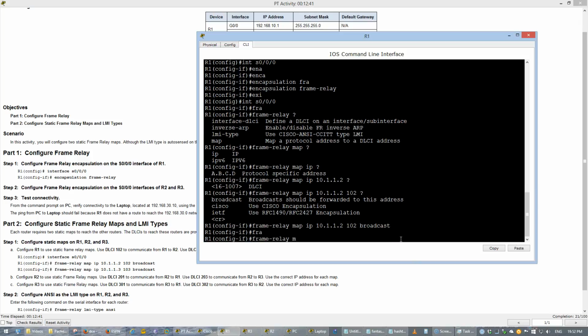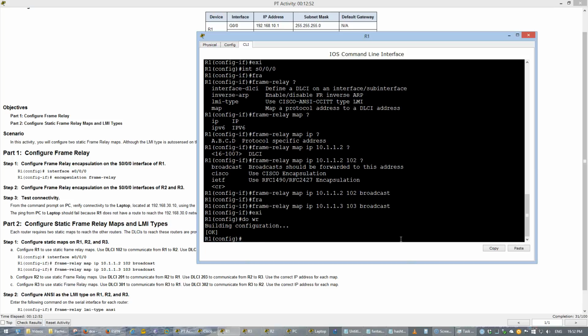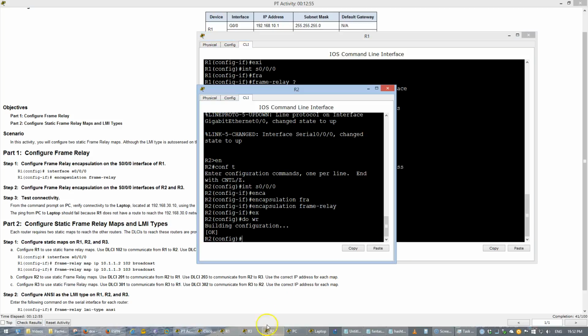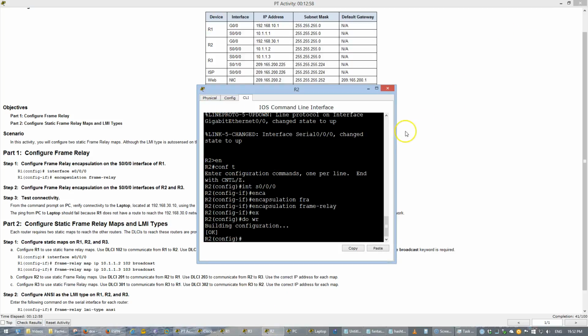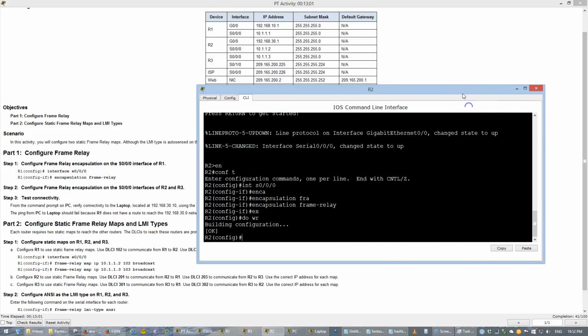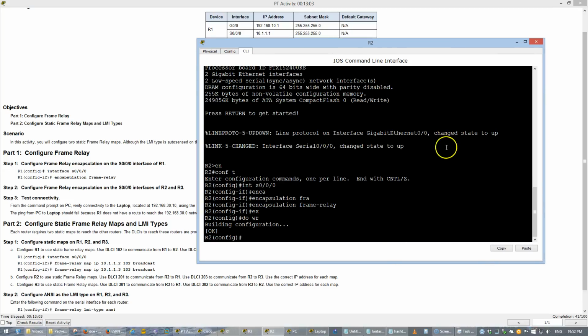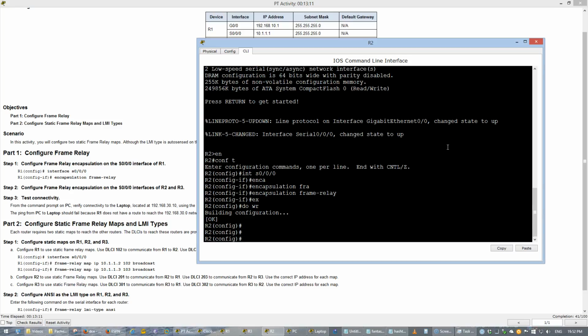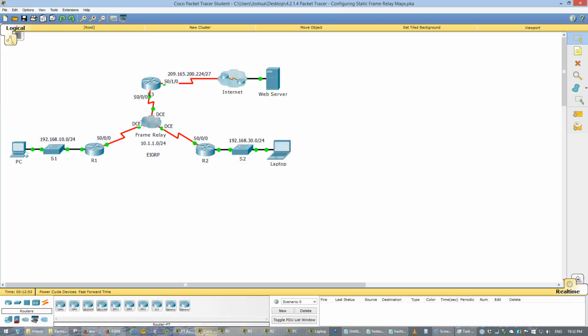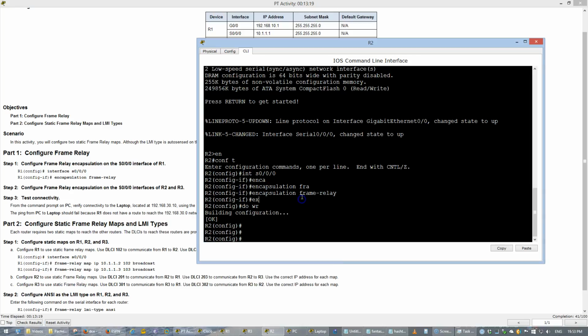And then we also need to create a map for router 3. And that DLCI will be unique. There we go. Going to R2. So, gotta look at the topology here. It's the same interface. Okay.